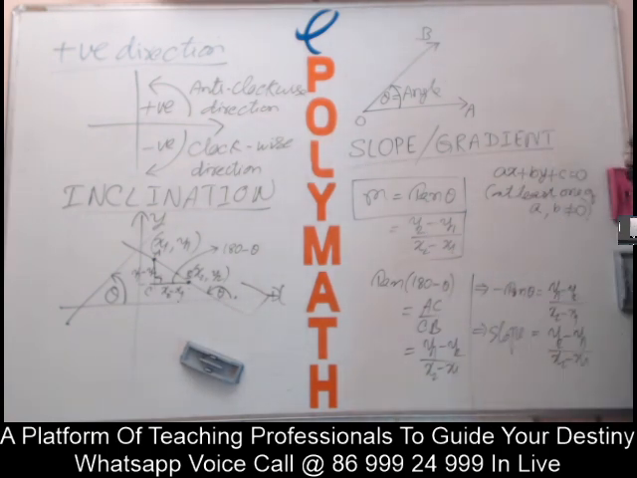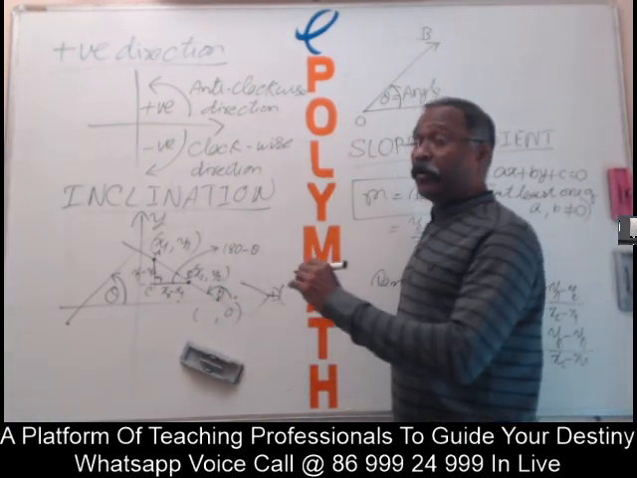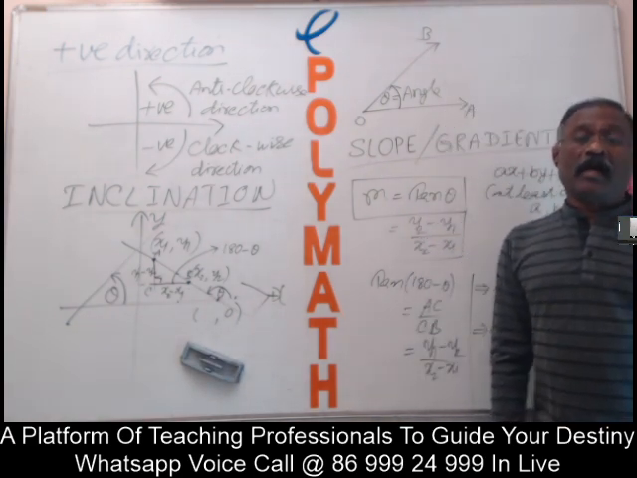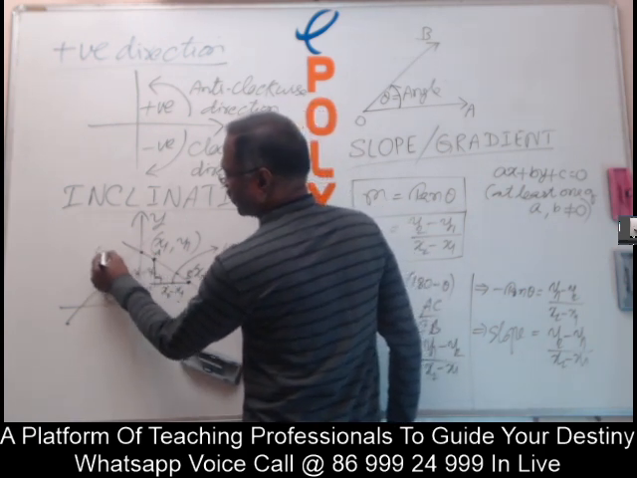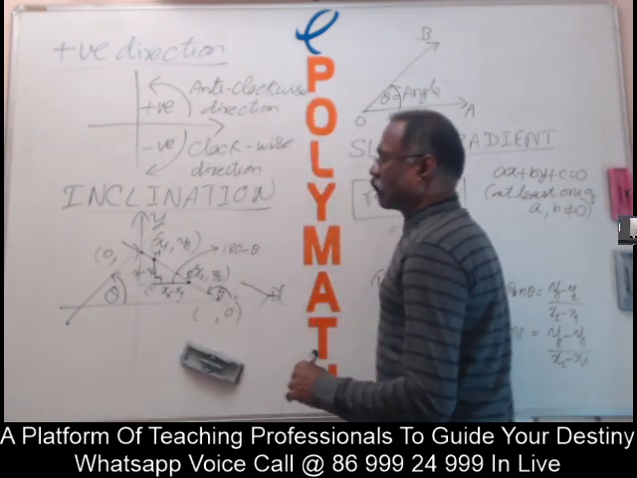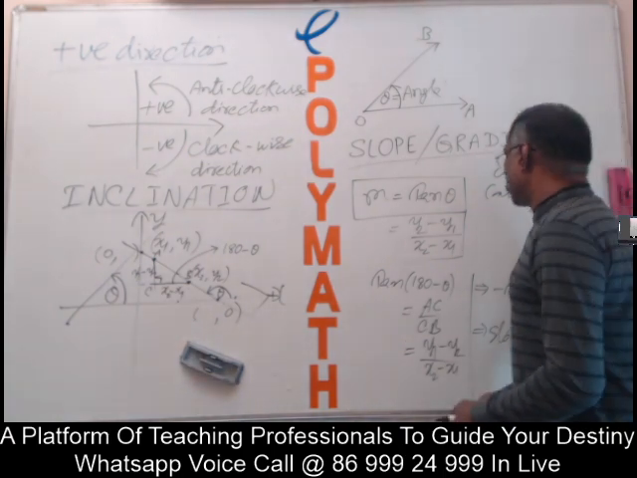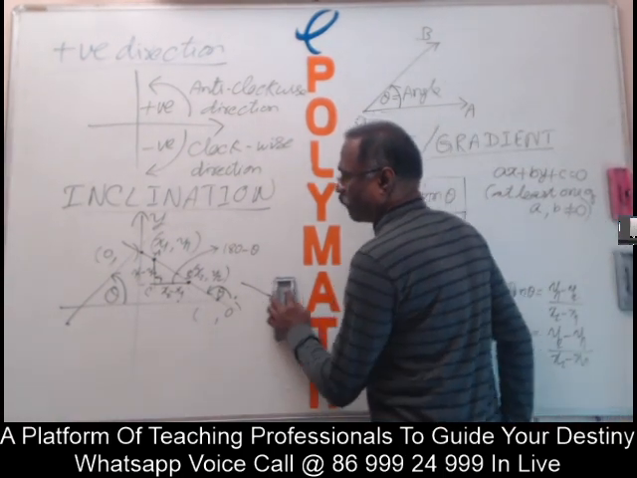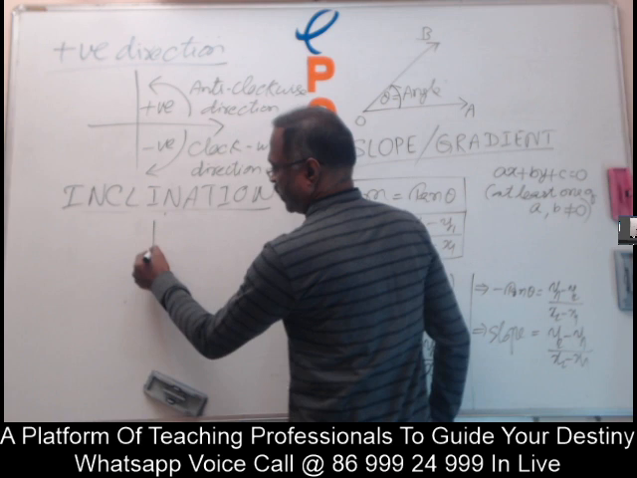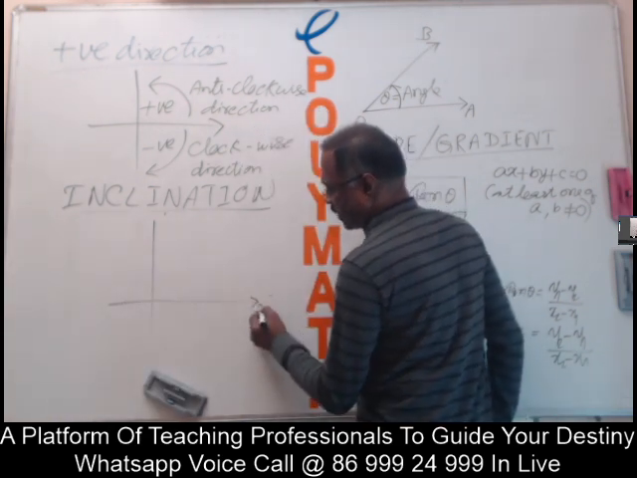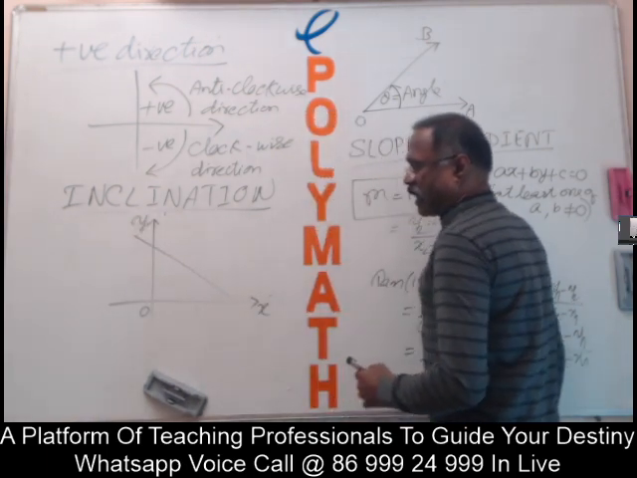Now, if this line is intersecting the x-axis, on the x-axis which coordinate is 0? Y is 0. Everyone knows that. On the x-axis y is 0. On the y-axis x is 0. Let me make a fresh diagram here. This is the x-axis, the y-axis. This is the line.